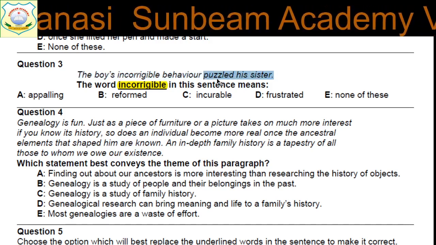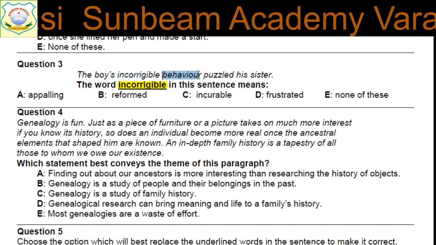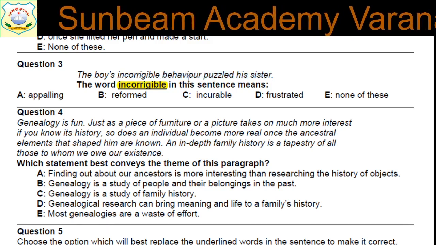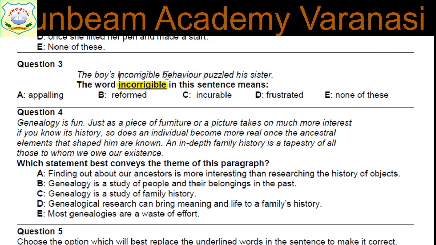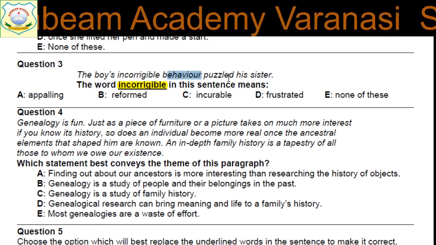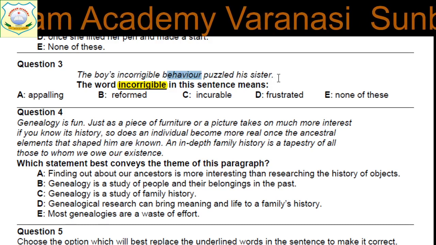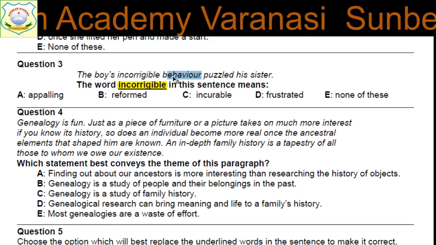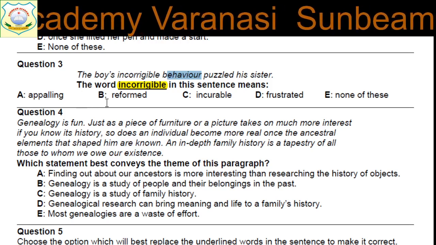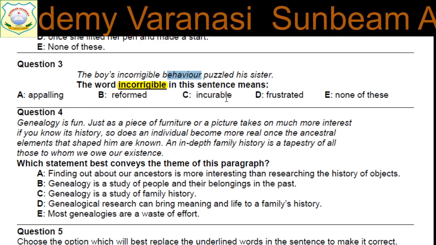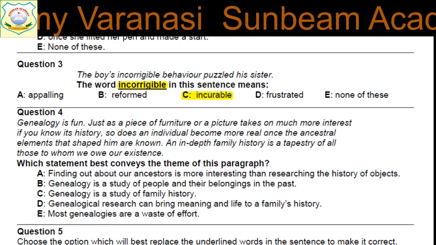They are talking about behavior. Even if you do not understand the meaning, you must see the other words written in the sentence. Suppose you did not understand the word, so you must focus on the other word, behavior. The boy's behavior puzzled his sister. So this may also help you answer the question. So incorrigible means that cannot be corrected, that cannot be changed. So the answer here will be incurable. C option is correct to my mind.